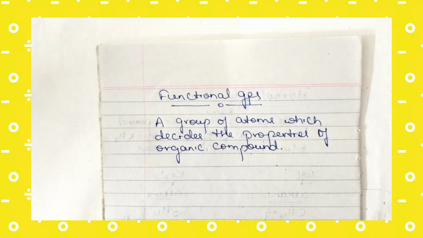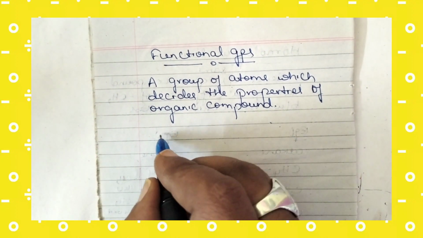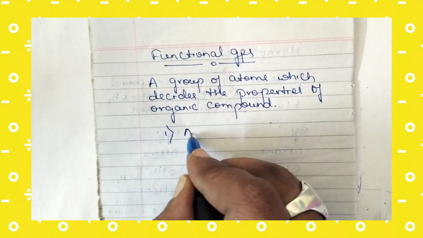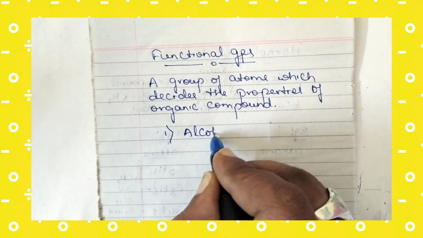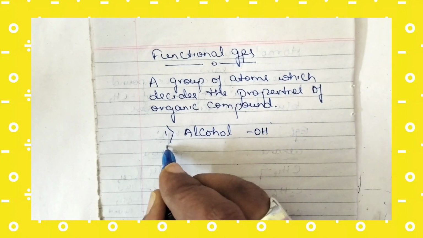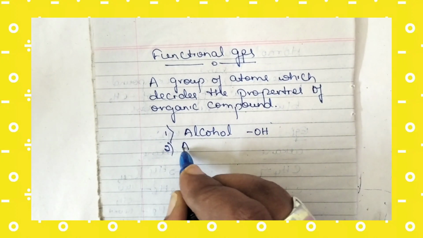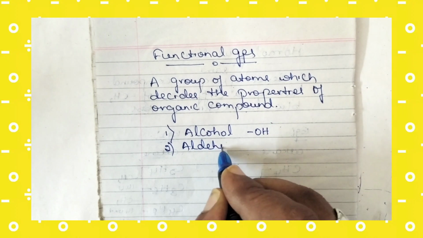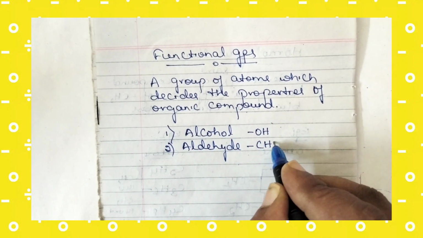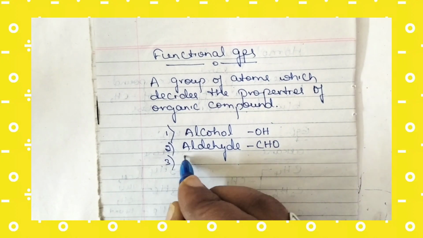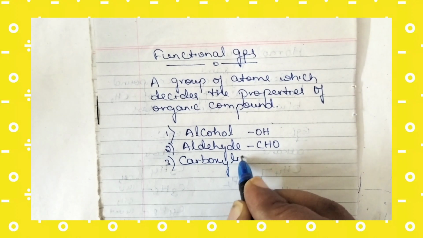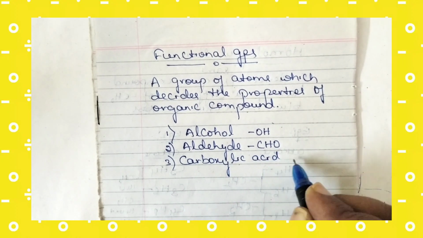How many functional groups are there in our syllabus? There are 5 functional groups. The first functional group is called alcohol, that is OH. The second functional group is called aldehyde, that is CHO. And the third functional group is called carboxylic acid, that is COOH.